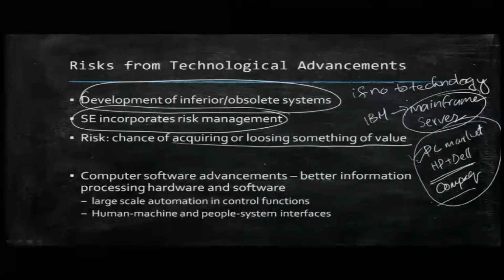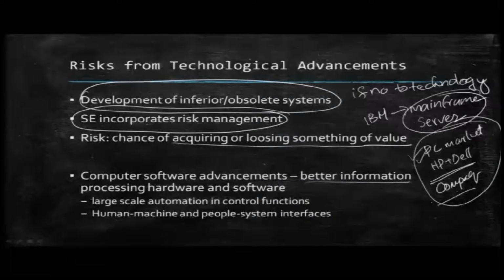Similarly, another advancement we need to discuss is software advancements. From simpler languages like Fortran and Pascal, which were mostly text based, where even high-fidelity user interfaces were a dream, the development of better information processing, both hardware and software, has helped in one of the major things called large scale automation of control functions.